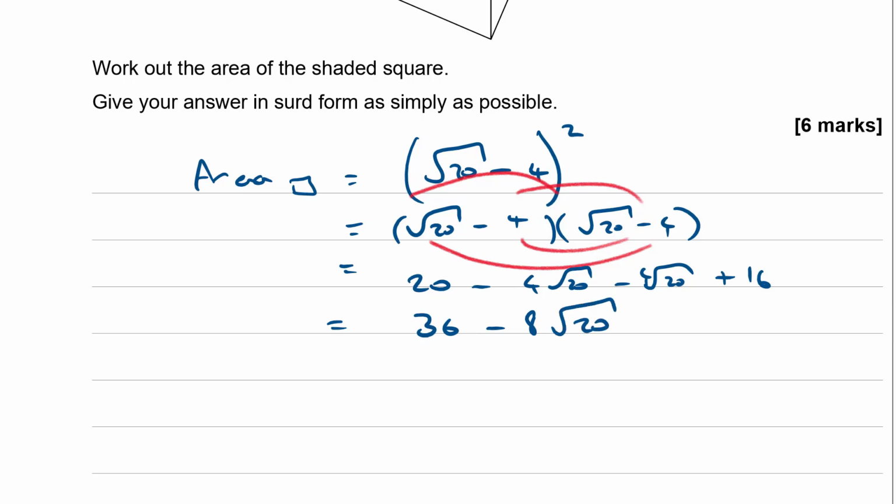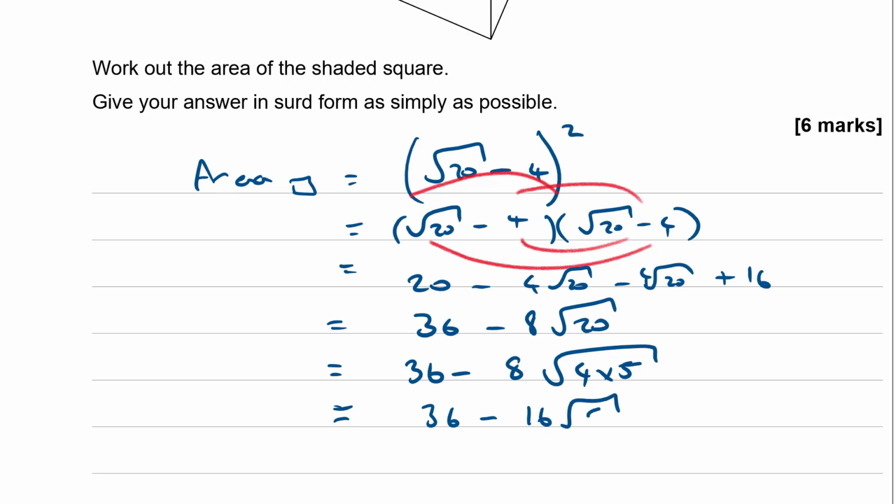Now we need to give our answer in surd form as simply as possible. So can I simplify root 20 any more than it already is? Well, 20 has got a square factor in it. It's got a 4 in it. So I can rewrite that as 36 minus 8 lots of, well, that's 4 times 5. And the square root of 4 is 2, so I can take 2 out of the surd. So that's going to give me 36 minus 16 lots of root 5. Now I could factorize that as well, but I'm not sure it makes it any more simple than it already is, so I'm going to leave it as it is. So 36 minus 16 root 5.